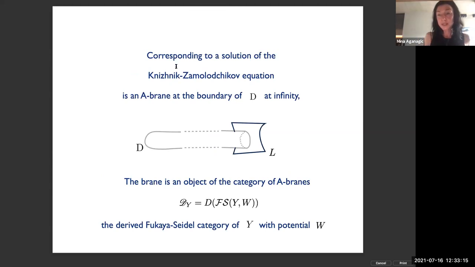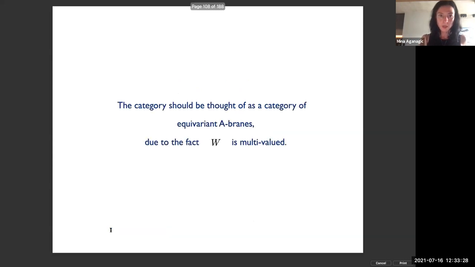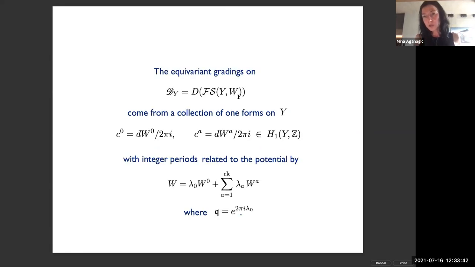Corresponding to a solution of the quantum differential equation is an A-brane at the boundary of the disk at infinity. This brane is an object of the category of A-branes, which is the derived Fukaya-Seidel category of Y with potential W. This category, in our case, should be thought of as a category of equivariant A-branes due to the fact that W is multivalued. The equivariant gradings come from a collection of one-forms on Y with integer periods. They're related to our potential as follows. So W0 again is associated with the part of the potential that keeps track of Q.